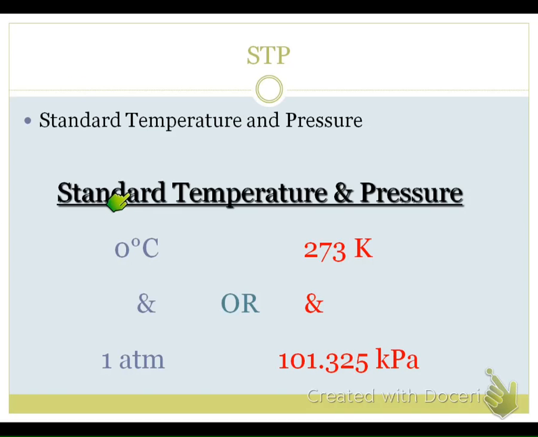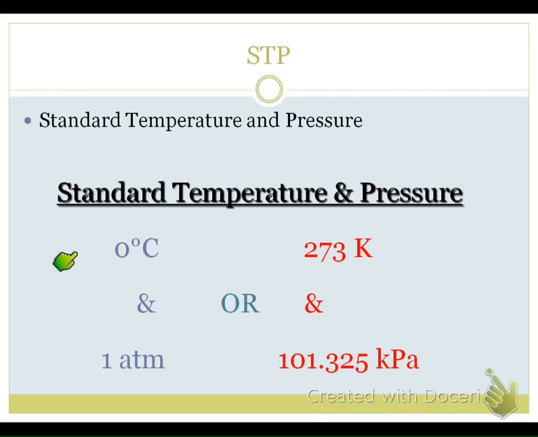So this is STP precisely. If I say I have a gas at STP, I have a certain set of conditions under which that gas is. I have a certain temperature and a certain pressure. So if I say a gas is at STP, that means it has a temperature of 0 degrees Celsius or 273 Kelvin. It also has a pressure of 1 atmosphere or 101.325 kilopascals. Kilopascals is the second place pressure unit. That's the second most common used scientifically.